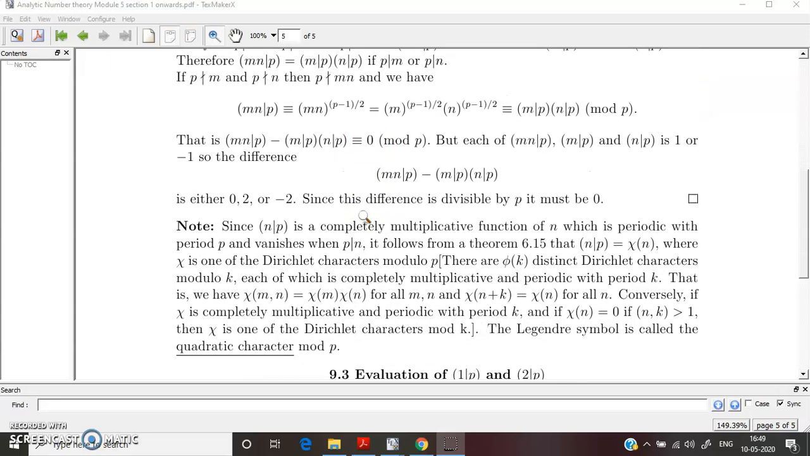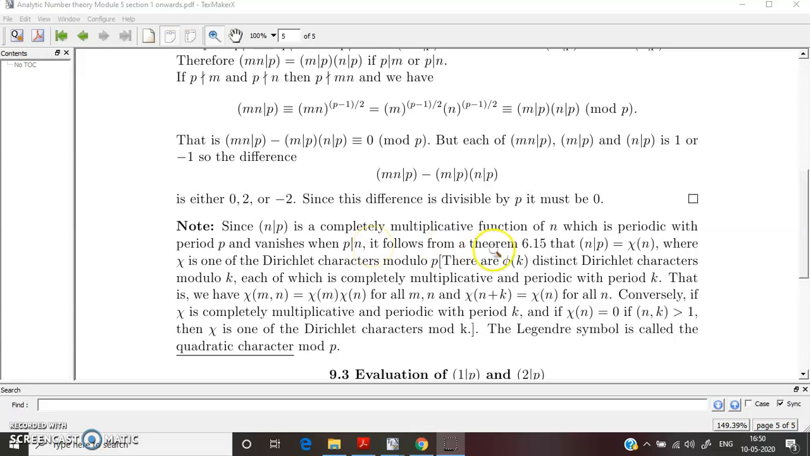Now we can see a note also. Since (n over p) is a completely multiplicative function of n, which we have already proved, and we have already proved that (n over p) is a periodic function also, and it vanishes when p divides n. So (n over p) is completely multiplicative in n with period p and vanishes when p divides n.